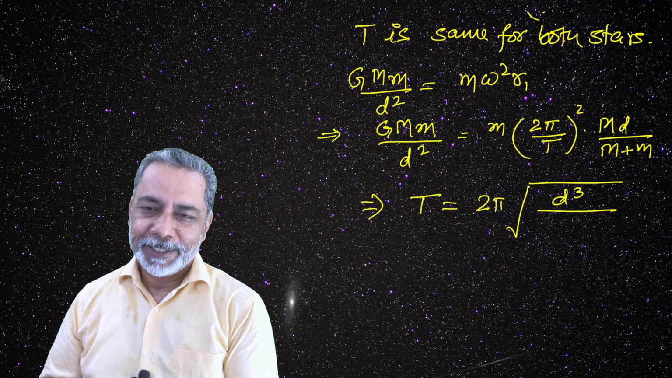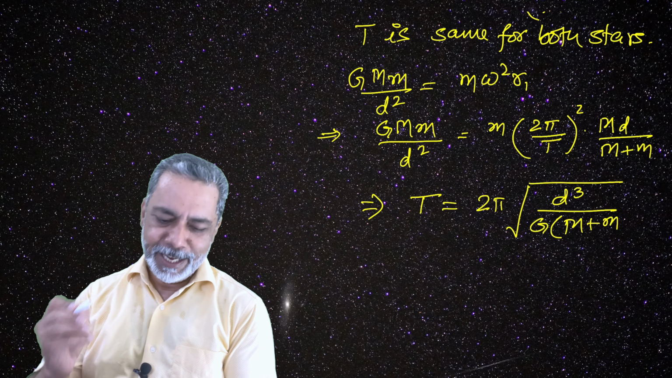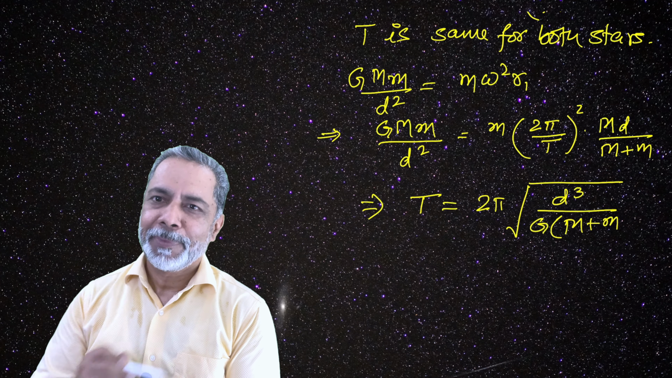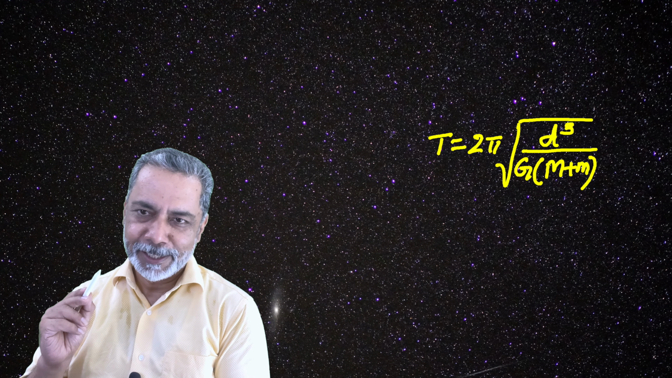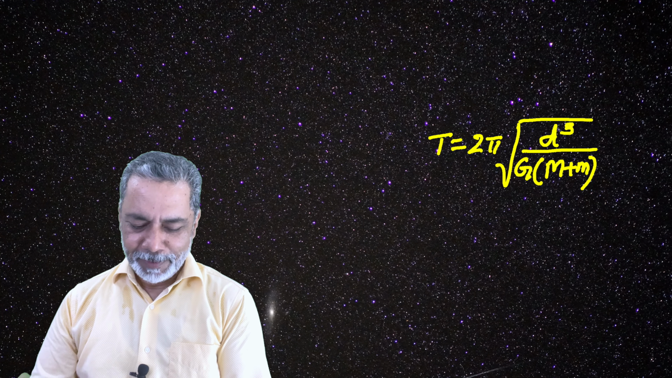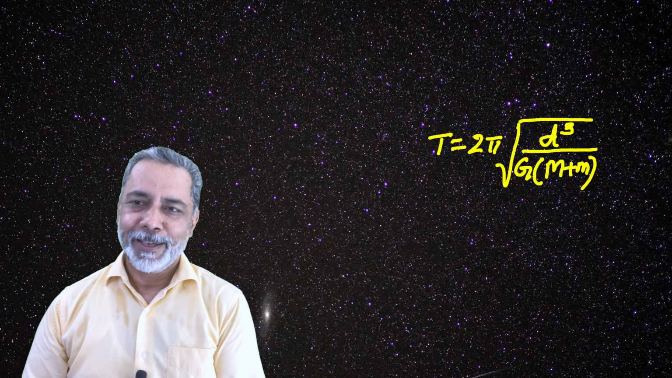From here it's a simple calculation, and we get the time period T of revolution of this star, and that's your time period T equals 2 pi root d cube by G times capital M plus small m. A very exciting problem, and yet a very simple one, this binary star problem. So that's your beginning of problem solving using Newton's law of gravity.